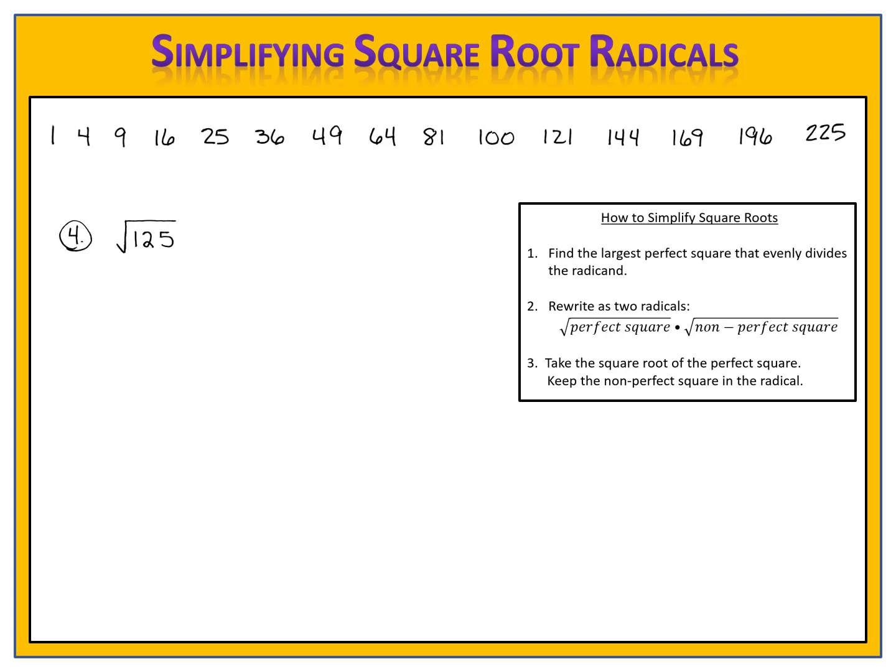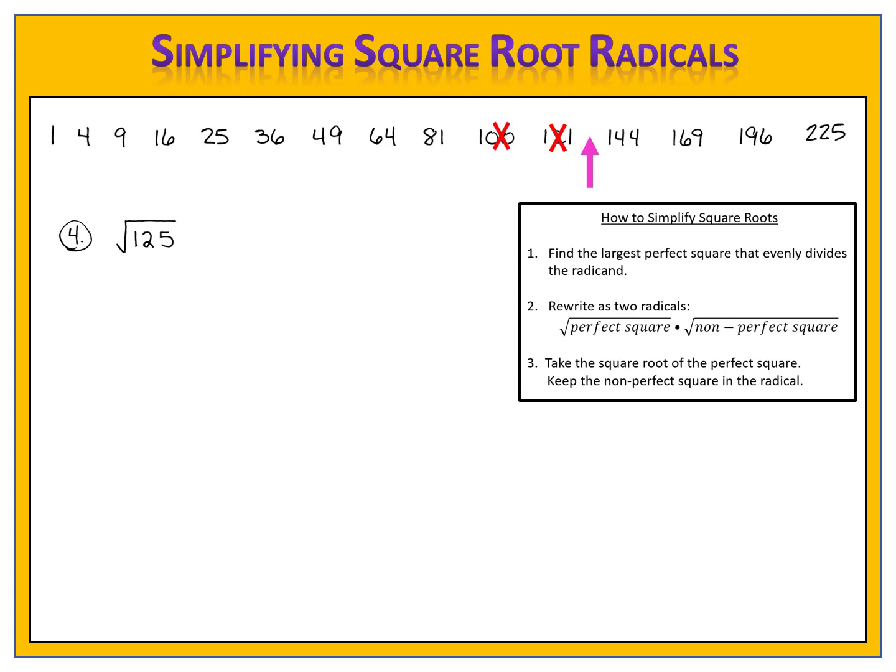Let's compare answers. We look on the number line to identify where 125 would be located. It's here between 121 and 144. We have a lot of perfect squares to try. We always start with the largest and work our way down the list. We first check 121. It does not go into 125.